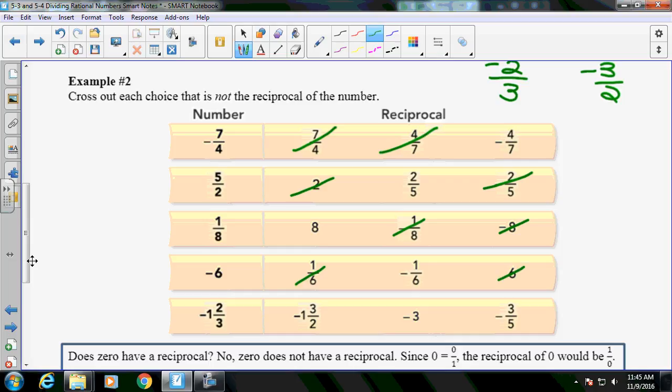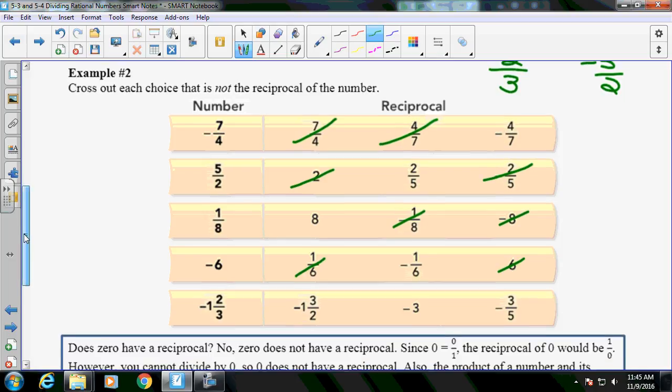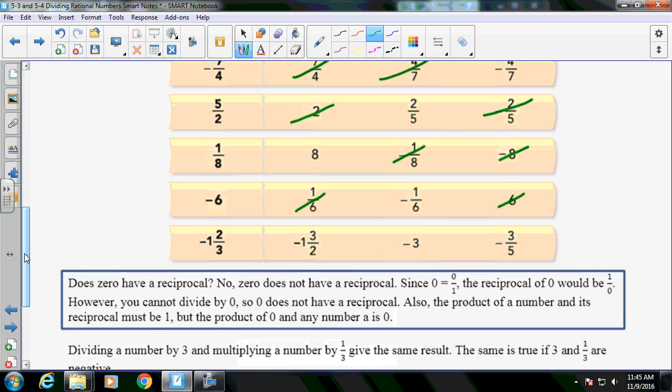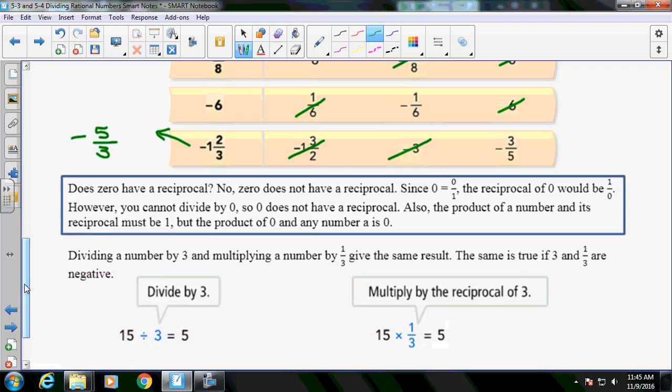And for the last one, I have a mixed number, so the first thing I have to do is convert it. 3 times 1 is 3, plus 2 is 5, so 5/3. So its reciprocal would be -3/5. Okay. Does 0 have a reciprocal? Nope, it does not have a reciprocal.